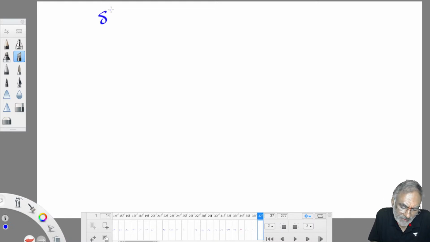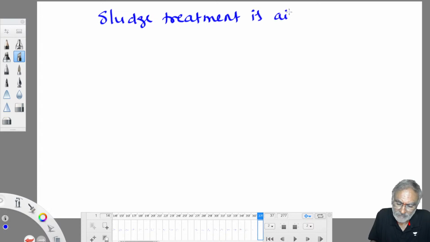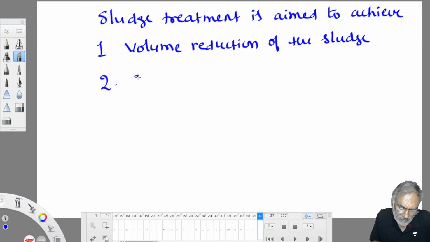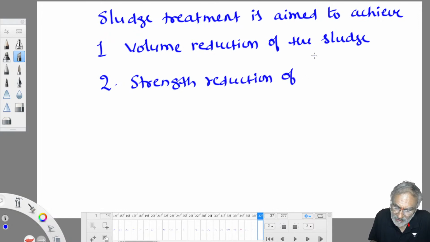So the object of sludge treatment is, sludge treatment is aimed to achieve one, volume reduction of the sludge. Two, strength reduction of the sludge. Strength reduction means destroying the volatiles. Volume reduction occurs by reducing the moisture content.